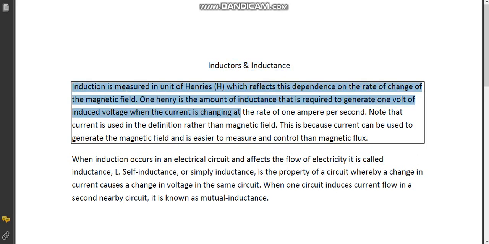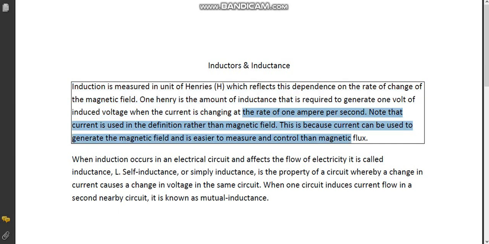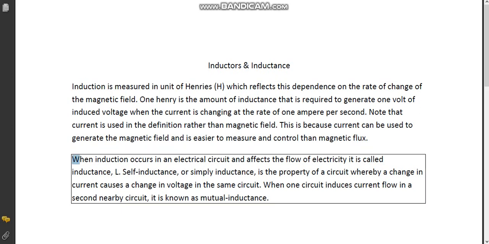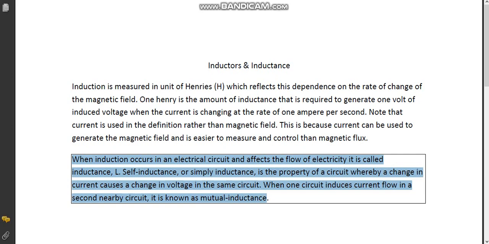Inductance is measured in units of Henries, H, which reflects this dependence on the rate of change of the magnetic field. 1 Henry is the amount of inductance that is required to generate 1 volt of induced voltage when the current is changing at the rate of 1 ampere per second. Note that current is used in the definition rather than the magnetic field. When induction occurs in an electrical circuit and affects the flow of electricity, it is called inductance.